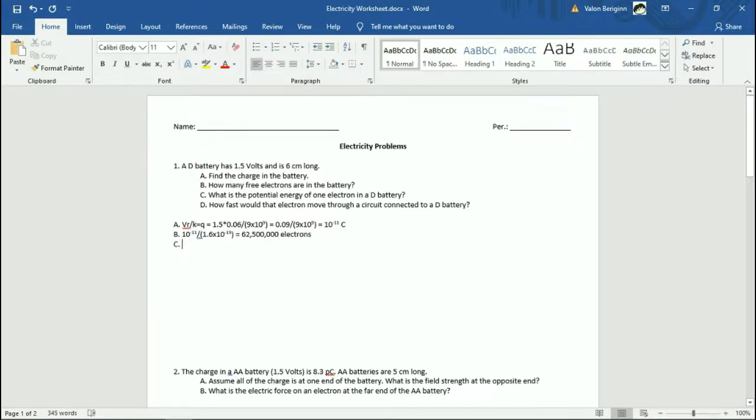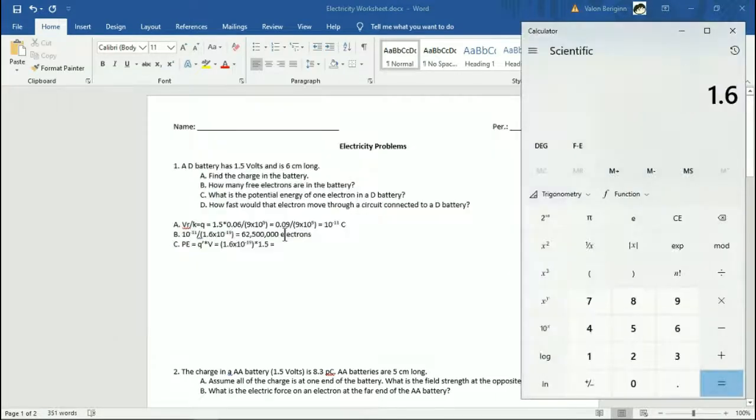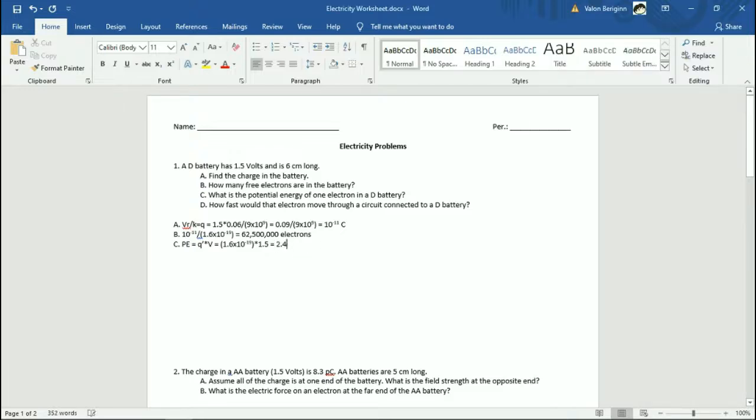What is the potential energy of 1 electron in a D battery? Remember, the potential energy is charge times the voltage. So we have the charge of 1 electron, and again, in this case, it doesn't matter if it's positive or negative, so I'm just going to have it be positive, times the voltage of 1.5. So 1.6 times 1.5 is 2.4, so you get 2.4 times 10 to the negative 19 joules.